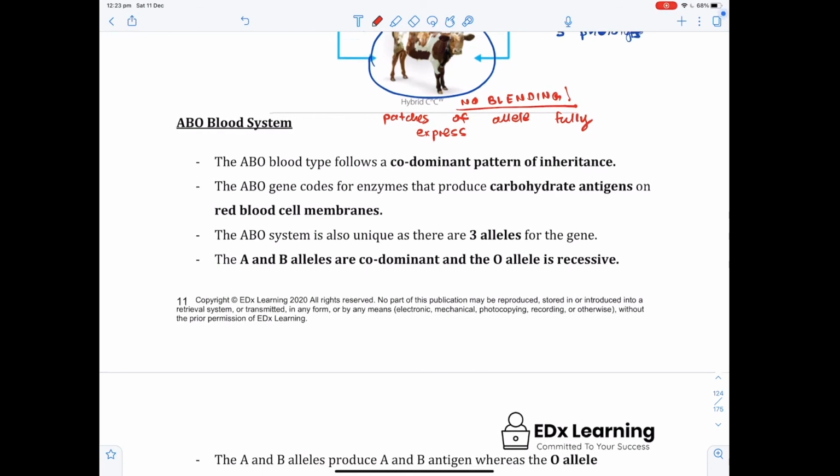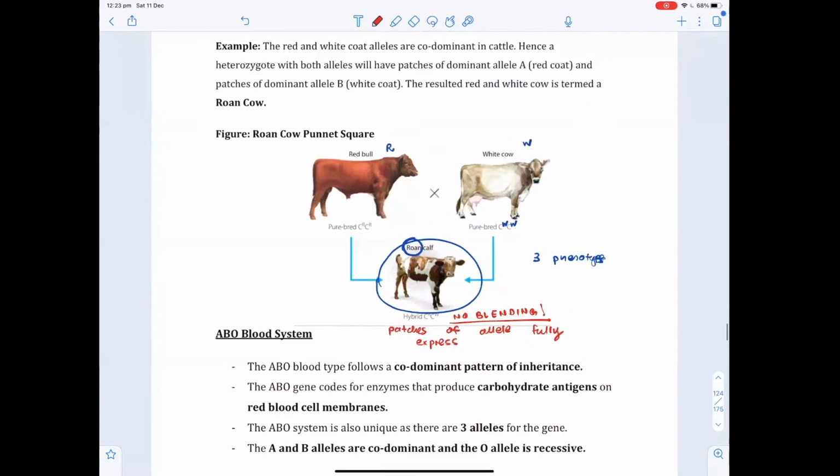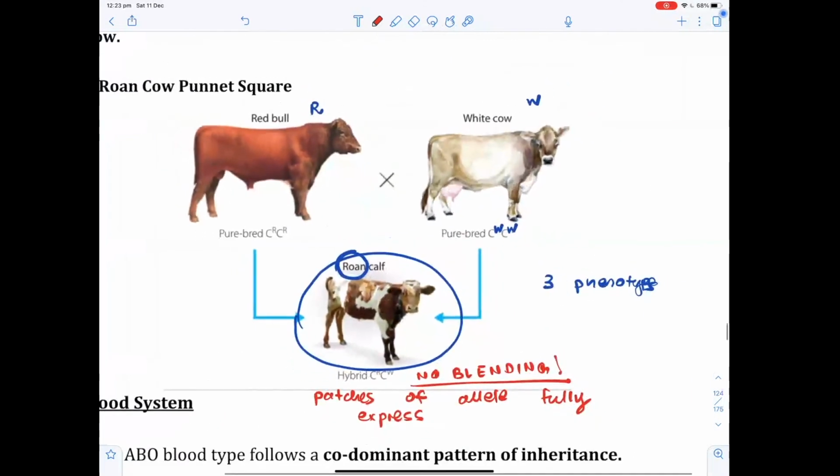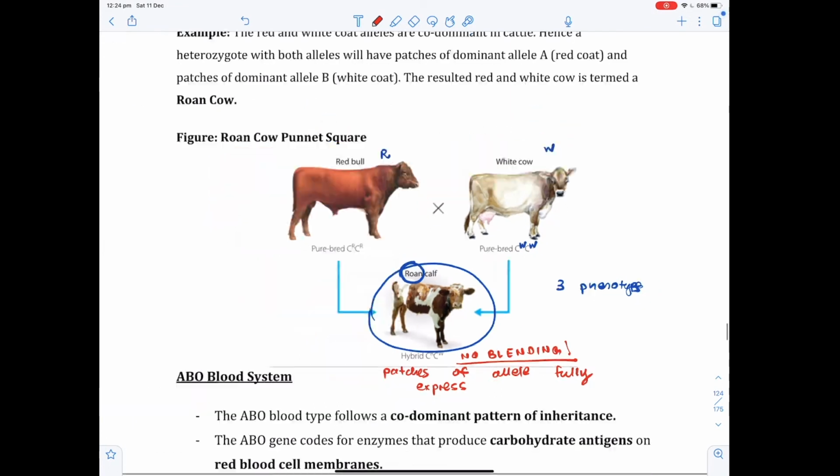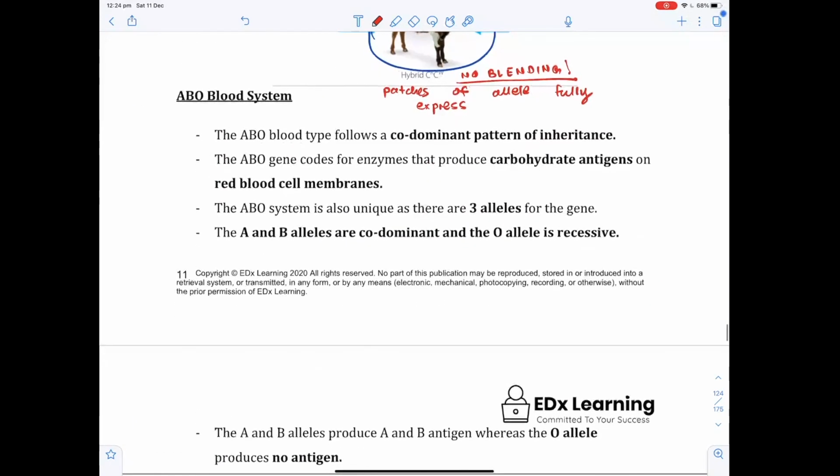for a gene, okay? I want you to go back to codominance. How many alleles are there for a gene? 2, right? There's red or white, and when they occur together, they make a different phenotype. But there's still only 2 alleles. With the ABO system, there are 3 alleles, and 2 of them are codominant to each other, while the third is recessive. So what that means, let's draw it out and understand this.